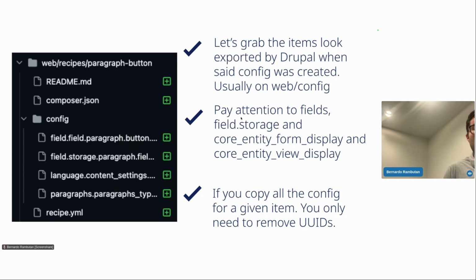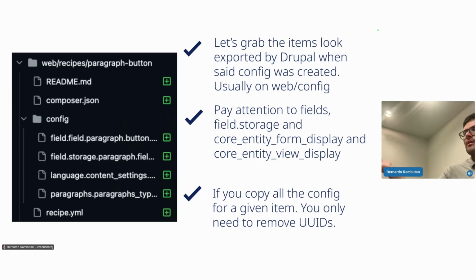Something to keep in mind is that you do want to remove the UUIDs because usually these files have the UUIDs, and sometimes they have a core hash in there that's similar to a UUID. The core entity form display and the core entity view display, you could move those over if you want to have those same settings as what you configured. But I usually like to go into the recipe.yaml and use config actions so I can make those dynamic and change them as needed.